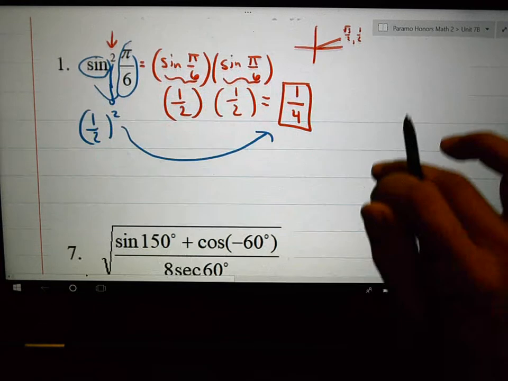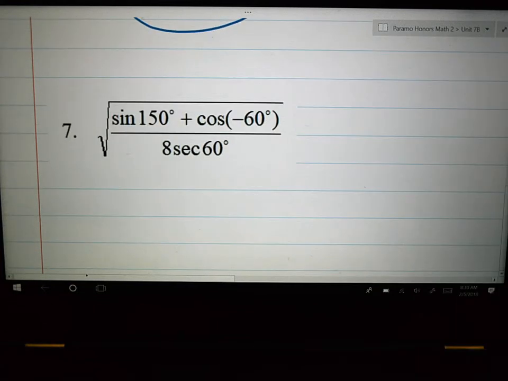Let's jump to number 7. Number 7 says the square root of the sine of 150 degrees plus the cosine of negative 60 degrees, all divided by 8 times the secant of 60 degrees. Woo! That's a big one. So we're just going to do this piece by piece, and hopefully you'll see how to get this answer.